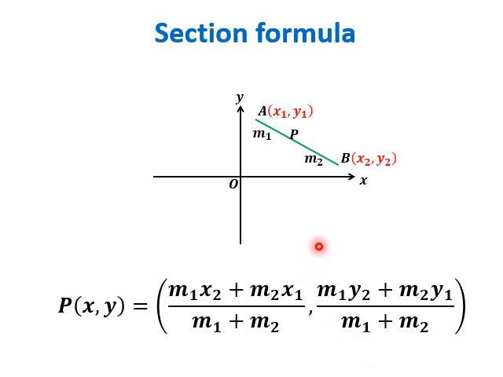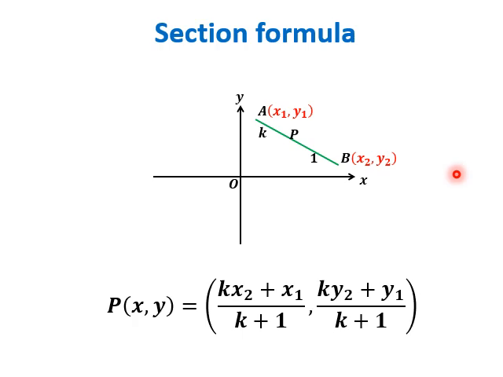Let us come to the section formula now. In the distance formula, we computed the distance between A and B. But in the section formula, we want to find the coordinates of a point P such that it divides the line segment AB in the ratio m1:m2. The coordinate of point P is given by (m1x2 plus m2x1) by (m1 plus m2), and the y coordinate is given by (m1y2 plus m2y1) by (m1 plus m2).